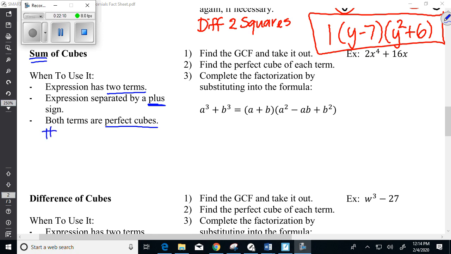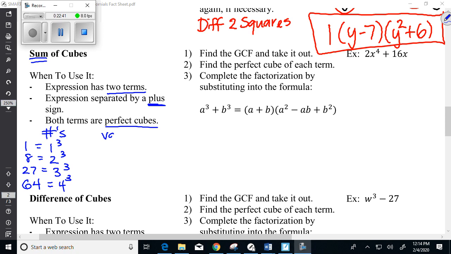In terms of numbers, it's whatever raised to the third power will give you that value. For example, 1 is a perfect cube because 1 to the third power gives you 1. 8 is a perfect cube. 2 to the third power gives you 8. 27 is a perfect cube. 3 to the third power gives you 27. 64 is a perfect cube. 4 to the third power gives you 64. So on, so forth.